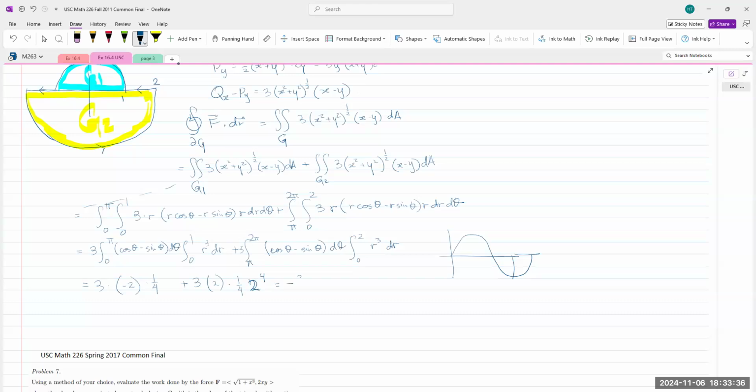That's negative 3 over 2 plus 6 times 4, 24. Am I right? 3. So that will be minus 1.5. So that's 22.5.